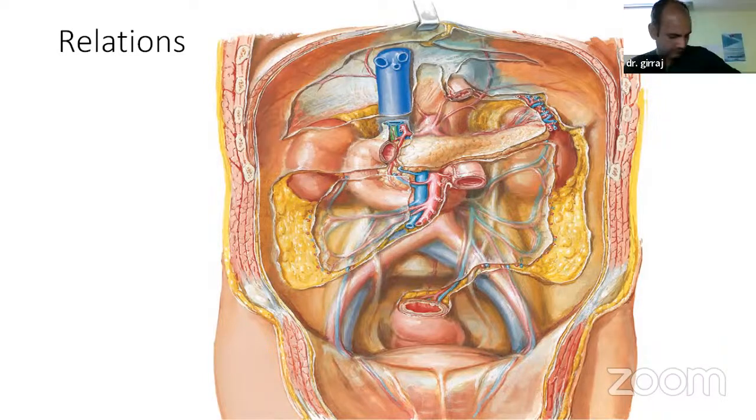The left kidney is related at the upper pole to the left suprarenal gland, the anterior outer surface to the spleen, the medial anterior surface to the stomach and pancreas, and the medial anterior surface to the left descending colon and coils of jejunum.